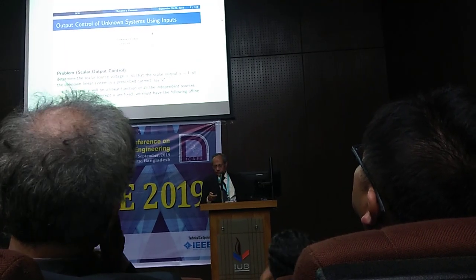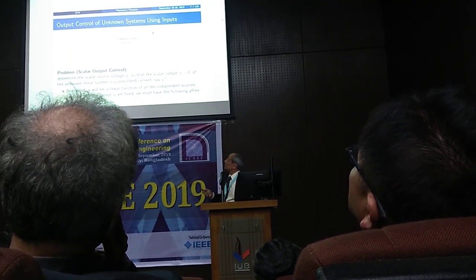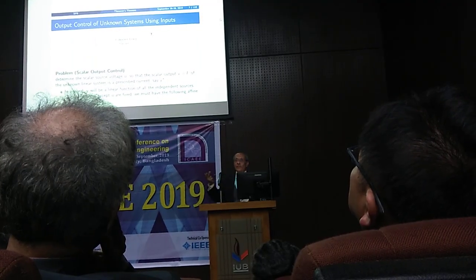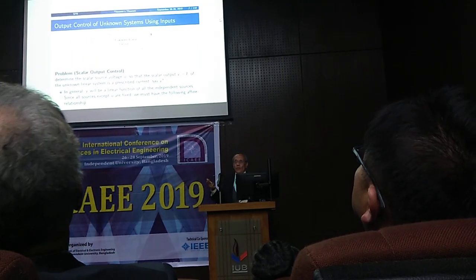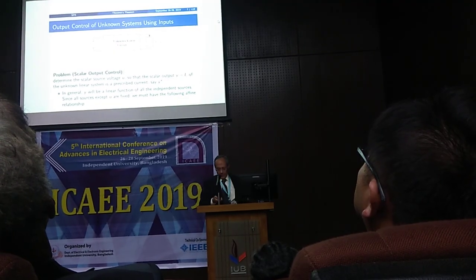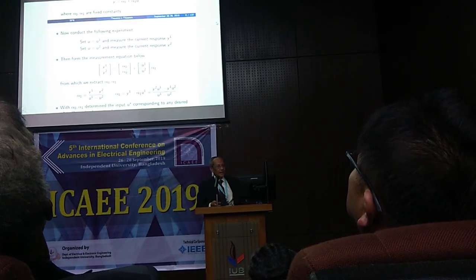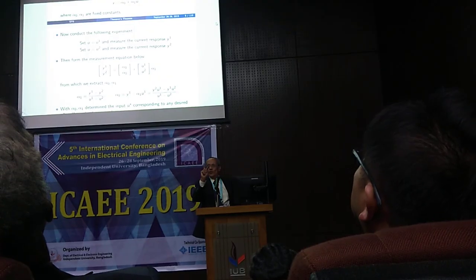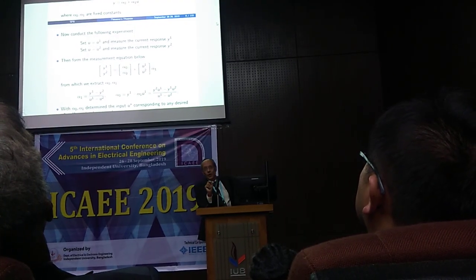So here, I want to make this current equal to some value Y star. What is the required input U star? So I say take a few measurements, take 2 measurements: set U equal to U1, measure Y1.